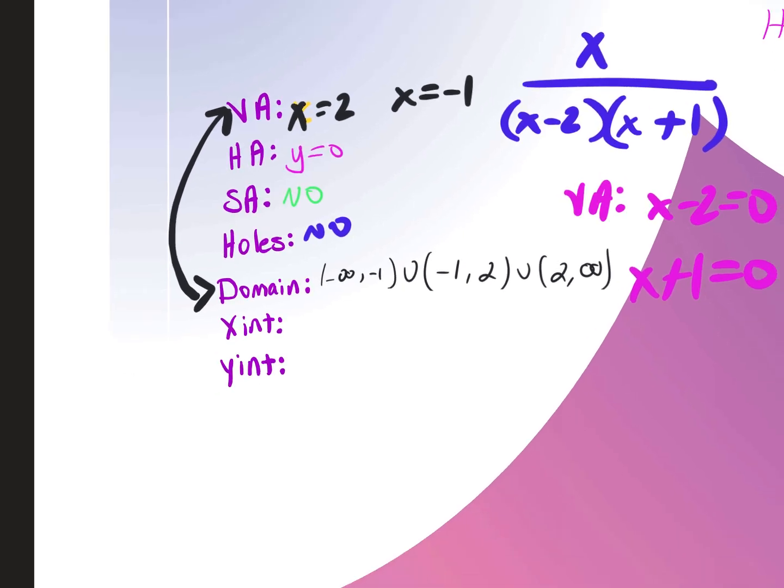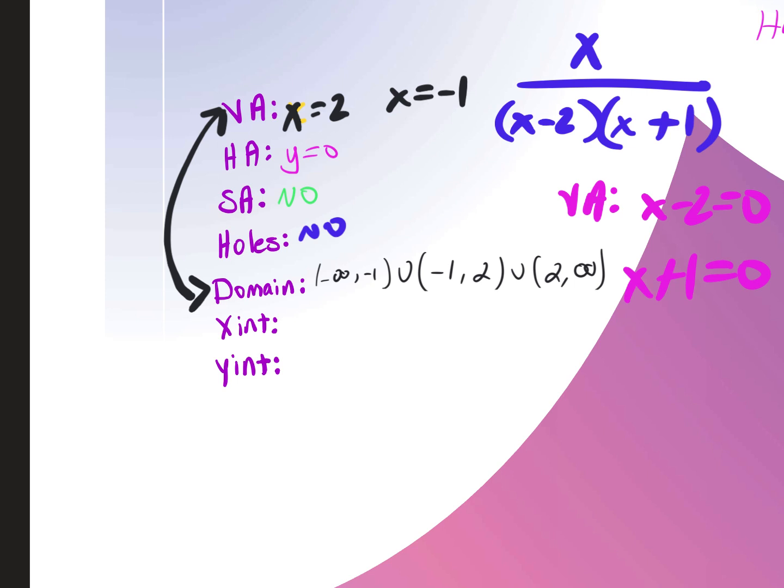Now remind me again, 2 more things. How do I find the x-intercept? Numerator equal to 0. So x equals 0. Well, that's easy. How do I write that as an intercept? 0, 0. Perfect. And then how do I find my y-intercept?